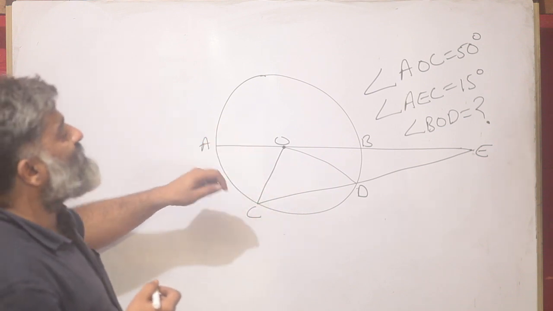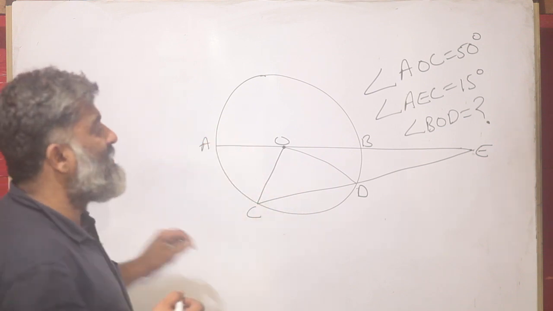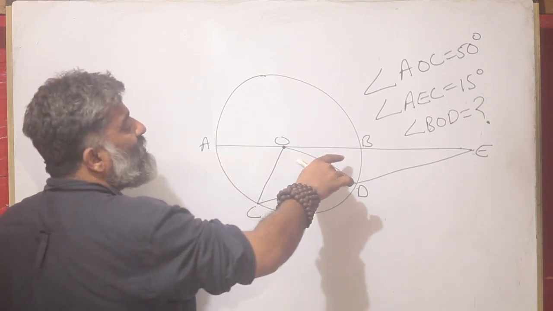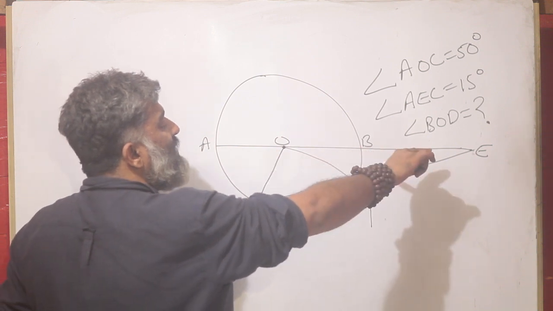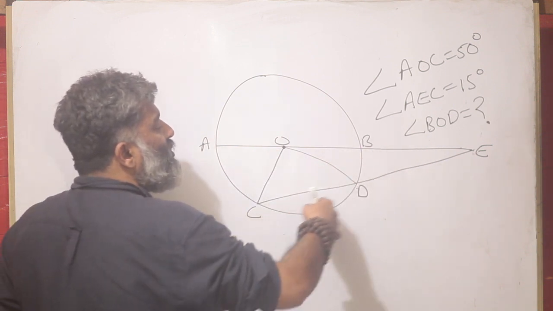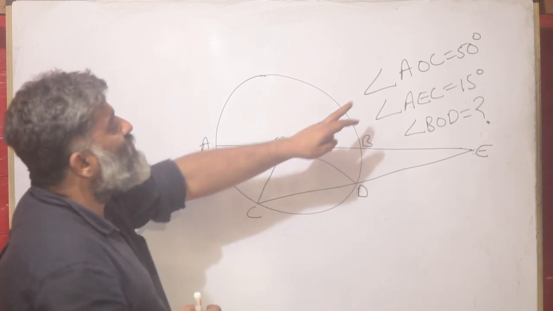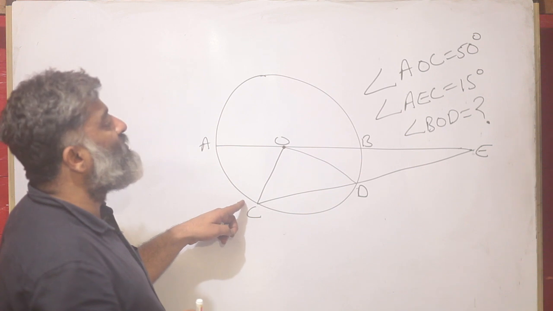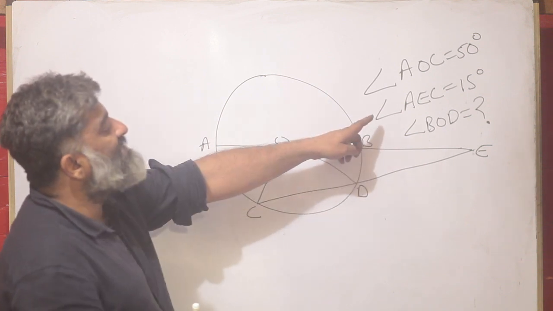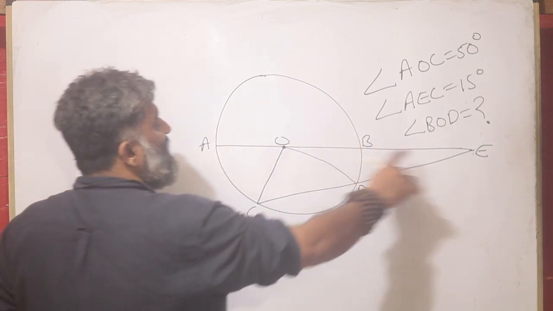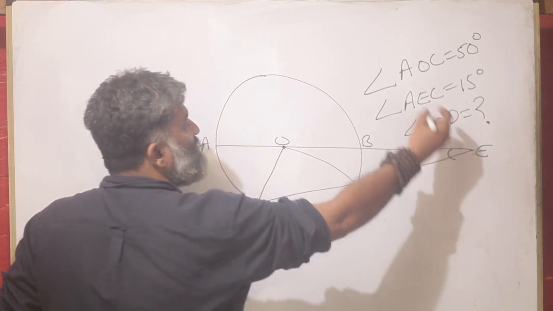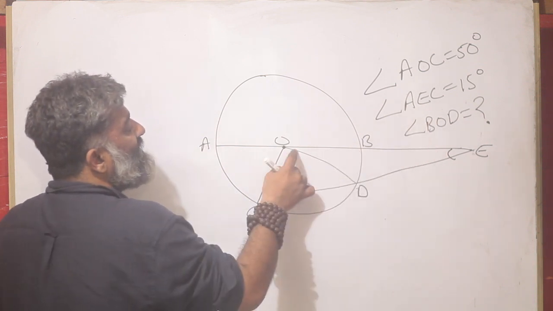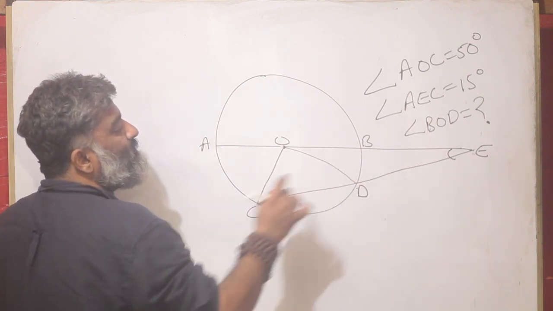Okay, so now let's try out a couple of questions based on these ideas. So this is the story given to us. AOB is the diameter of the circle which is extended to point E where it meets the chord CD. And it is given to me that angle AOC is equal to 50 degrees, angle AEC, this angle, is equal to 15 degrees. And the question is, what is angle BOD? I have to find this angle, angle BOD.